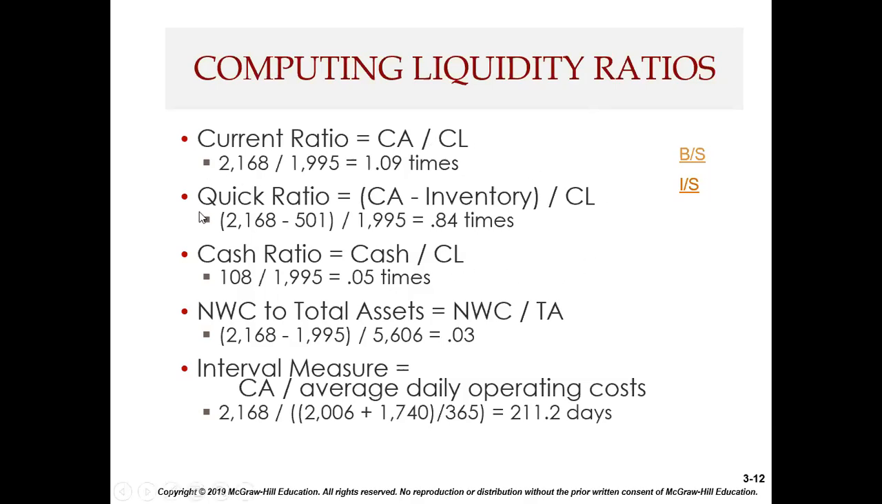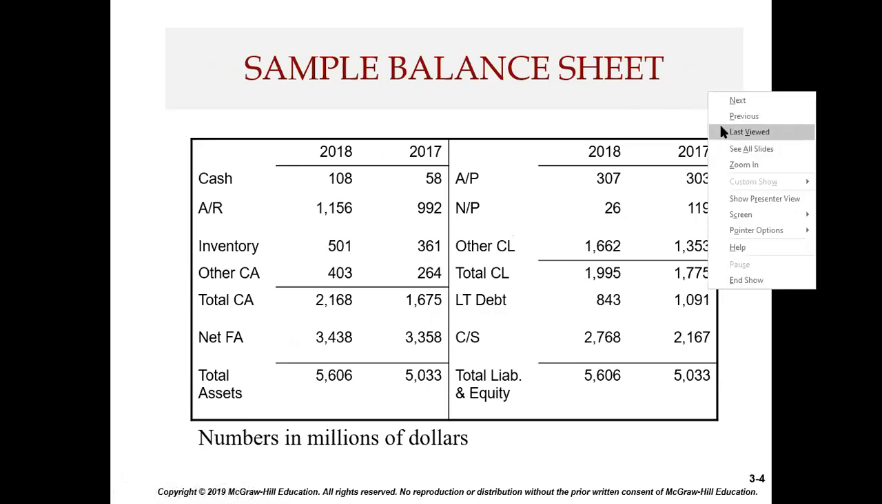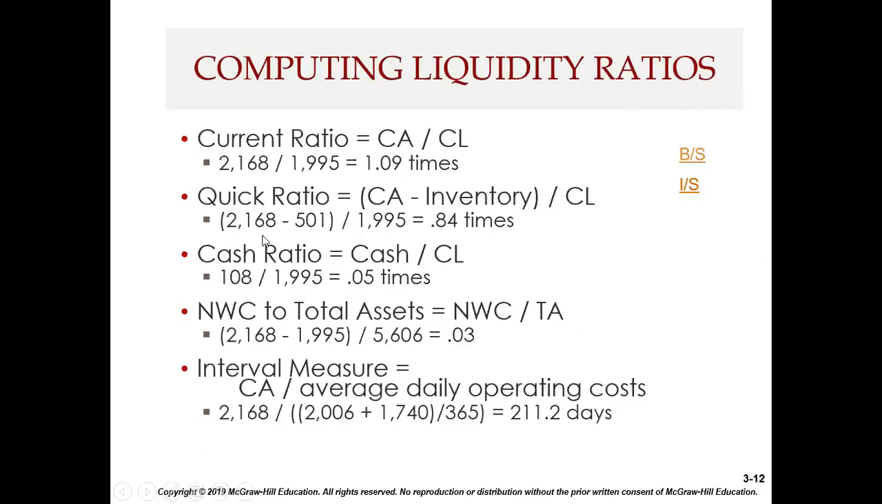The quick ratio factors out inventory out of your current assets. So we look at assets that are very liquid in this ratio, those that are almost cash or already cash. So current assets minus inventory. So I'm going to go ahead back. Here's your current assets, 2168. We subtract out the inventory. These other assets are considered very liquid. Your prepaid expenses, your accounts receivable, and your cash. Divide that by current liabilities. So we get 2168 minus the 501 in inventory divided by 1995, and that equals 0.84 times.